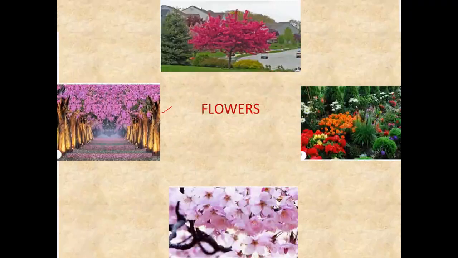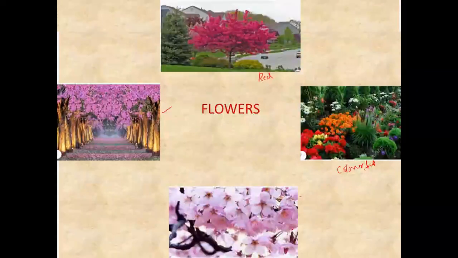You can see the red flowers over here. You can see colorful white and red. So colorful they are. Fantastic, no? The world of flowers. So where do you get these beautiful flowers from? From the trees. These flowers are born on the tree and plants. When do you get these flowers?